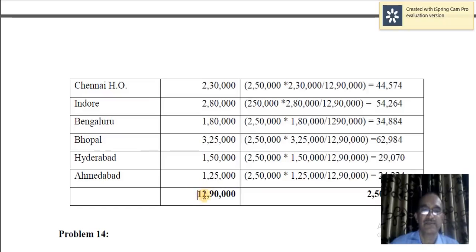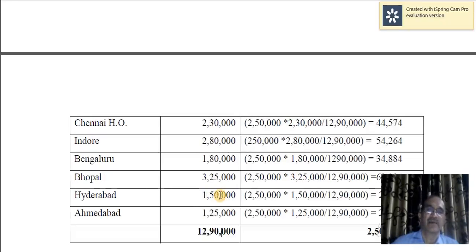Now total is 12,90,000. Now you have to see what is the proportion of the turnover of each of these branches to that of total turnover, and accordingly you have to apply that on the total input tax of 2,50,000. Then you will get the individual share of each branch. Let us see the calculation.